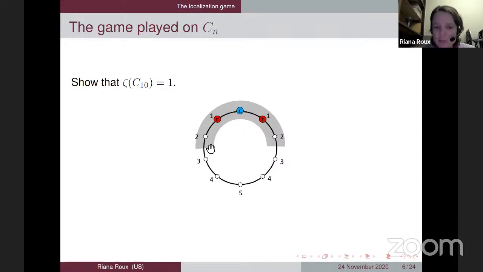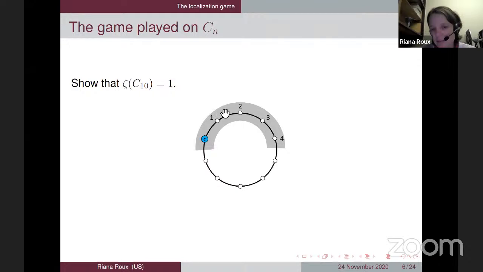So if the cop now probes the vertex at the end of this gray band, everything will be uniquely determined by its distance to this vertex. So then the robber can be immediately located. So that's for our first case. We have a strategy so that the cop can win. What about the second case?